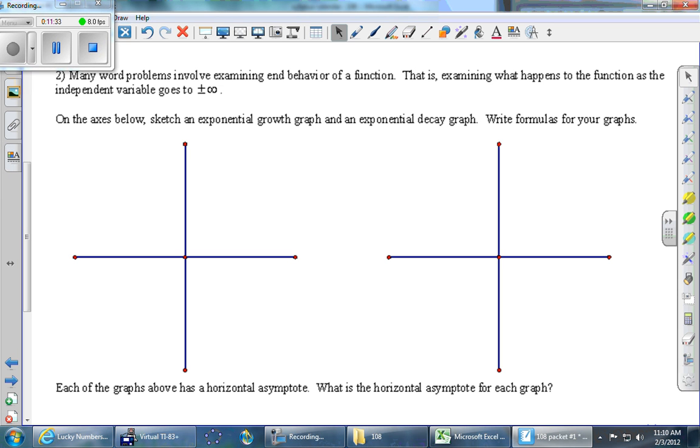Okay, let's go to Todd. Okay, go ahead. 2 sketches and 2 equations. There are lots of different equations you could come up with.